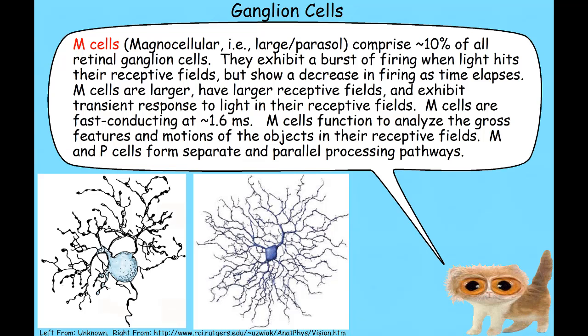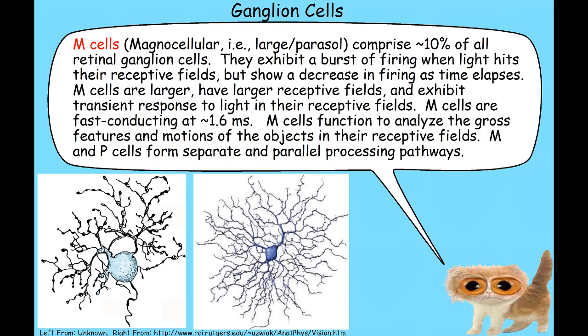Our second class here are magnocellular, large or parasol cells, M cells, and they comprise about 10% of retinal ganglion cells. Magnocellular cells, or M cells, exhibit a burst of firing when light hits their receptive fields, but show a decrease in firing as time elapses. M cells are larger and have larger receptive fields. They exhibit a transient response to light within their receptive fields.